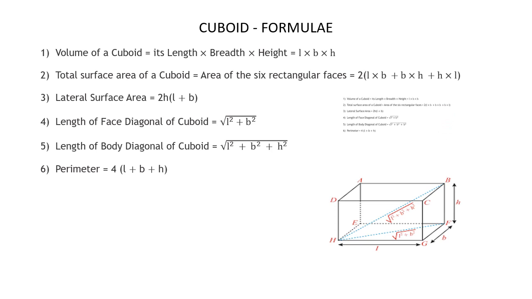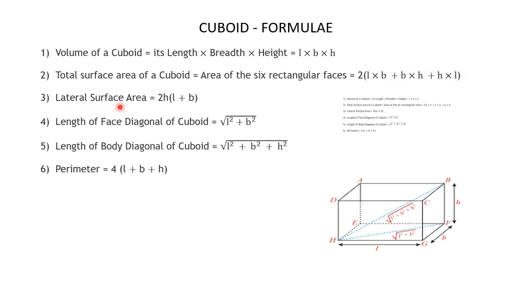So area of the 6 rectangular faces would be equal to 2 multiplied by L multiplied by B plus B multiplied by H plus H multiplied by L. This is the total surface area of the cuboid.